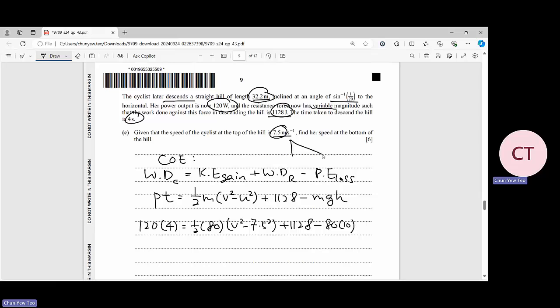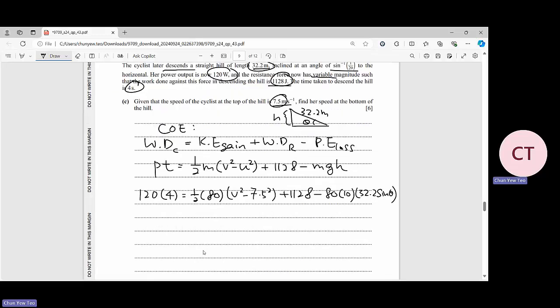Okay, the height is over here. This is 32.2 meter. This is the height, and this is the angle. So the height will be 32.2 sine theta. Okay, so just use your calculator, simplify it. You get this one as 480.